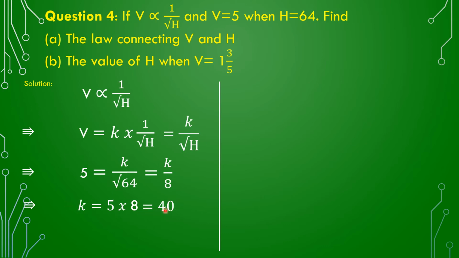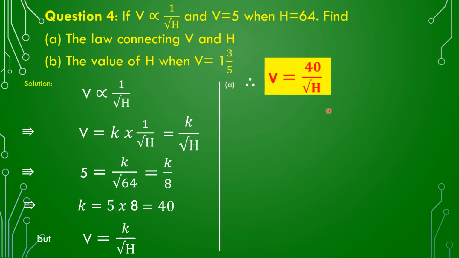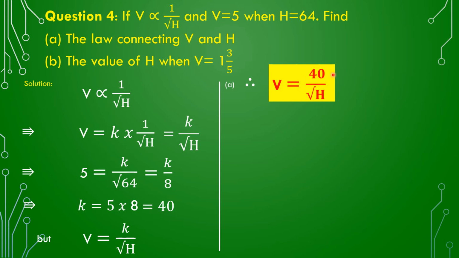Now we have known the value of k, the constant of proportionality. So let's now answer the first question. They say find the law connecting V and H. Very simple, but we know that V is equal to k divided by the square root of H. This simply implies that our V is now equal to 40 divided by the square root of H. Let's proceed to the next question.